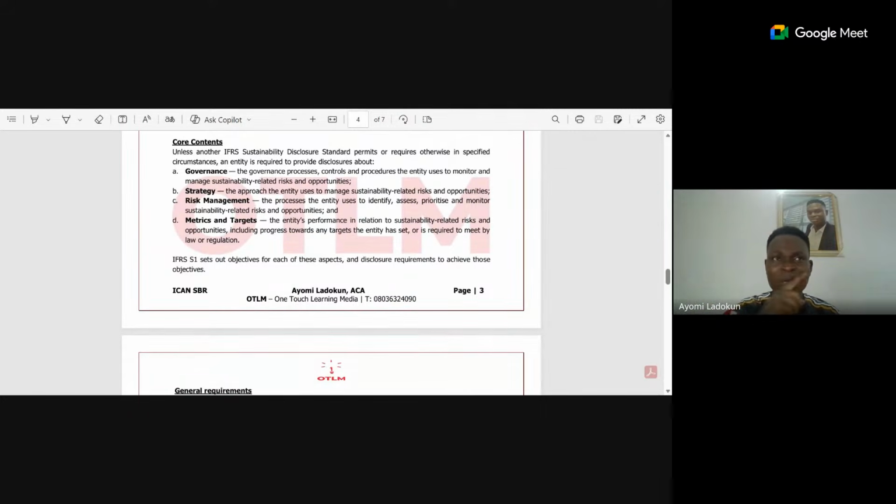And I think maybe in the nearest future, government will start taxing carbon emissions. I think they're already doing that in the UK and all of that, right? But I don't know whether they will give you carbon credits if you meet those targets. Maybe they will, I don't know. But most likely, they'll start introducing that once this is fully operational in Nigeria. So remember the core content: governance, strategy, risk management, metrics, and targets. You should be able to explain them, at least on the face like this. For SBR candidates, you need to know it more deeply under IFRS S2. Okay, I think that's what you need to know.